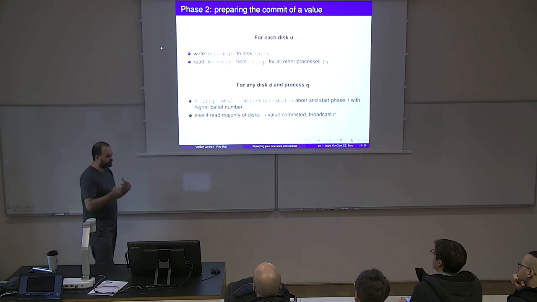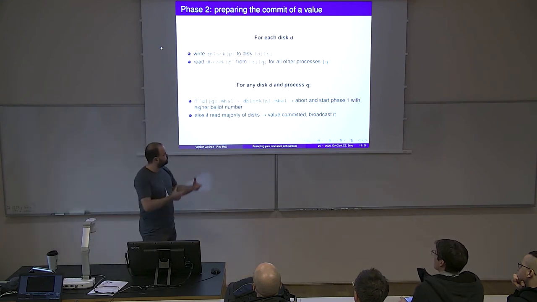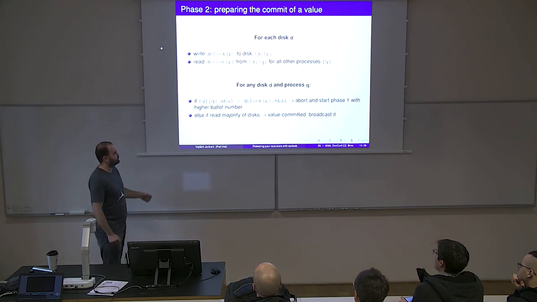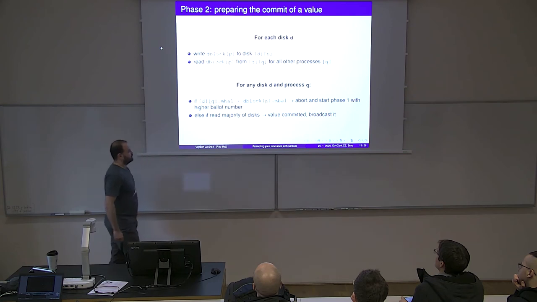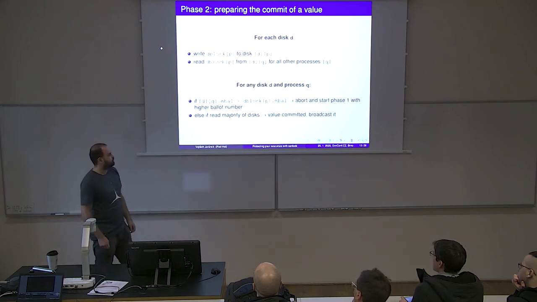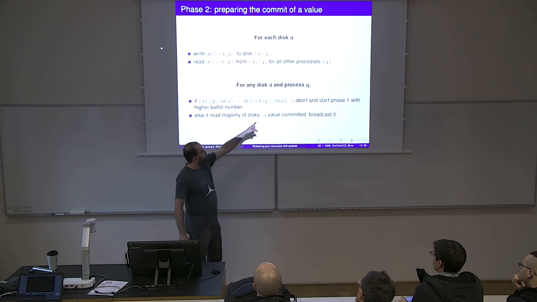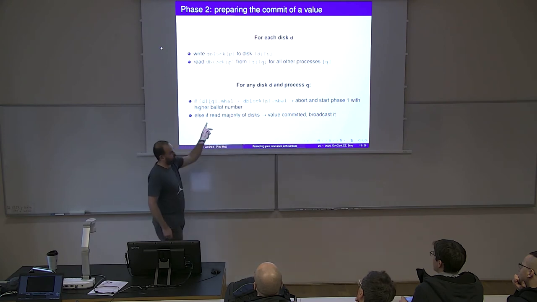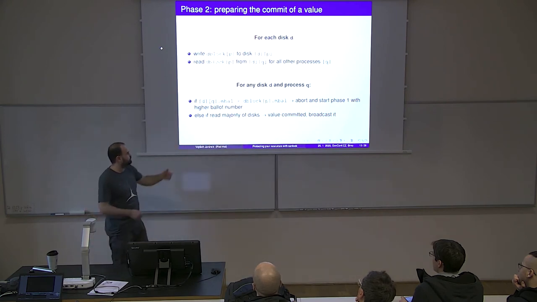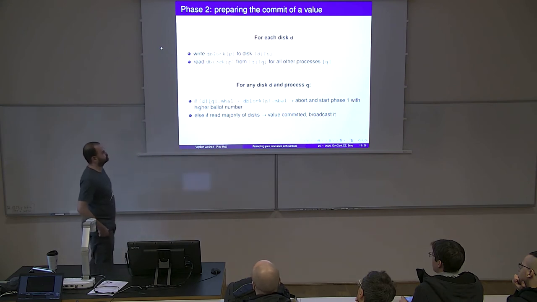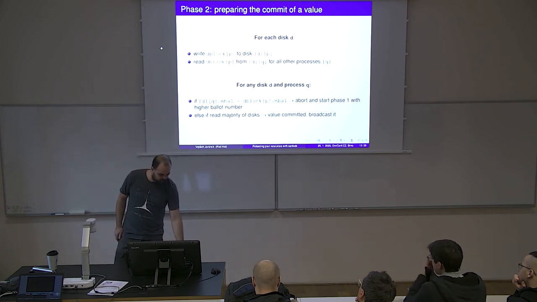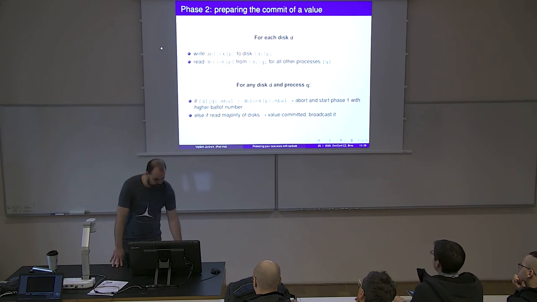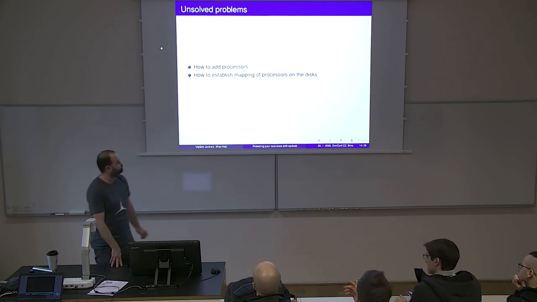Then I will again write the value I found out in the previous step, and again read all records from other processors. And again, I need to check if all ballot numbers are still lower than mine. If so, I won. If not, I will have to abort and start again. And that's basically it. If I won the process, I can again broadcast the value which was selected, and I'm done. And I have, for example, obtained the lock.